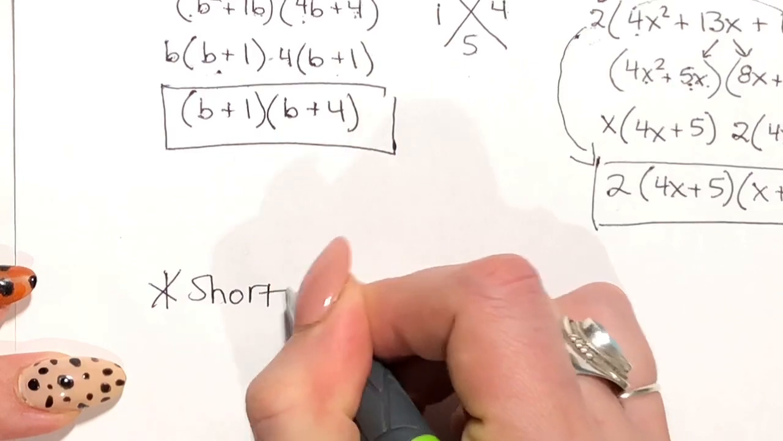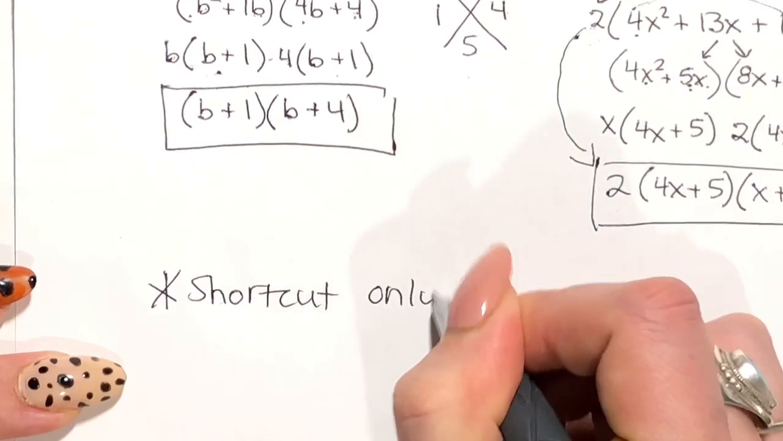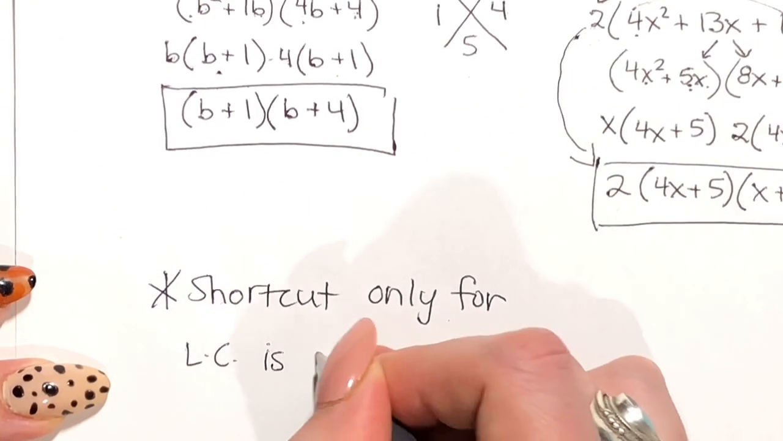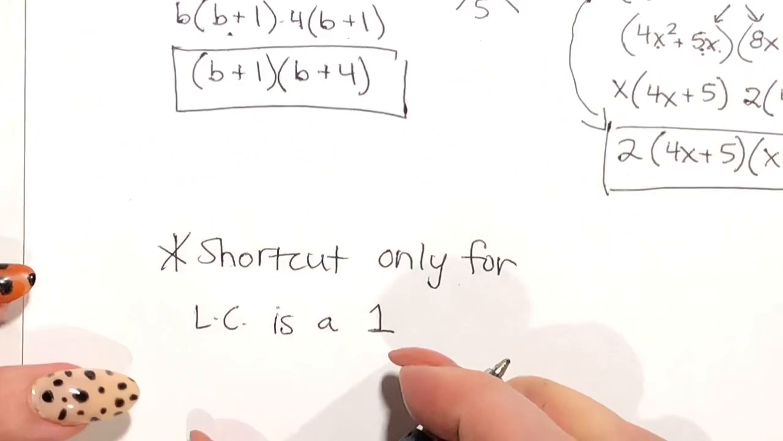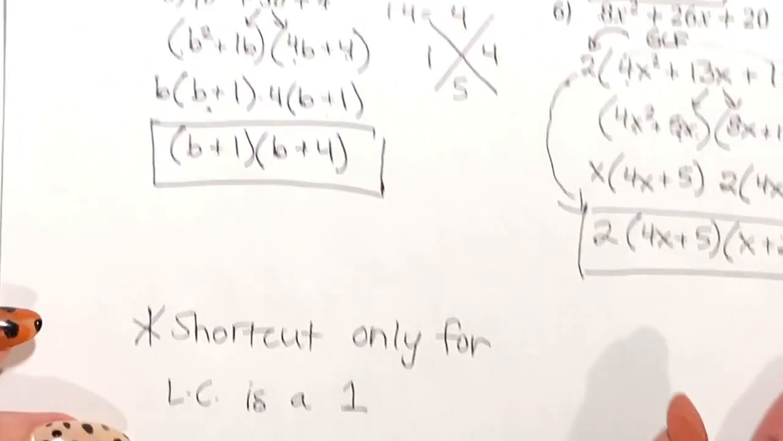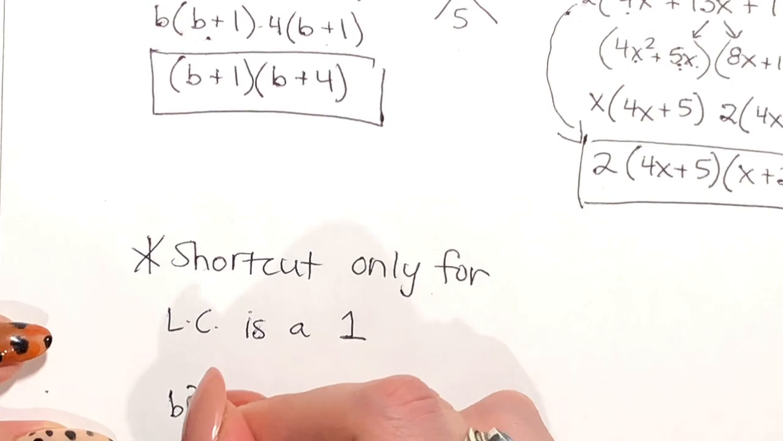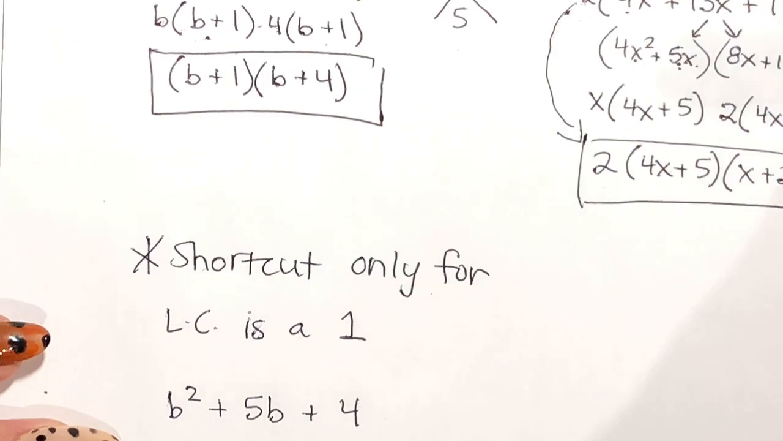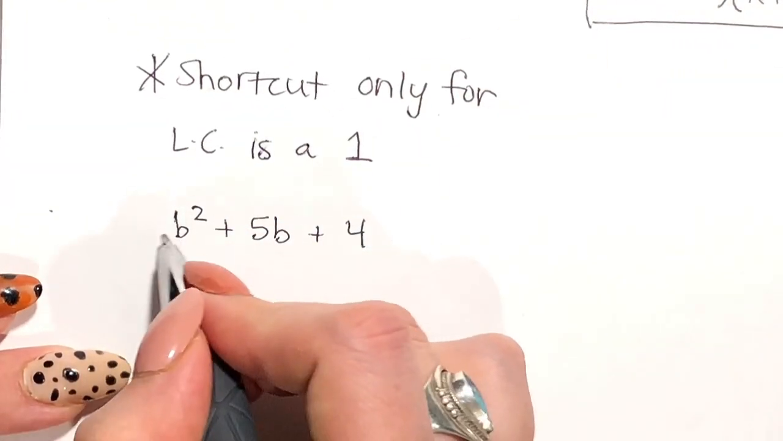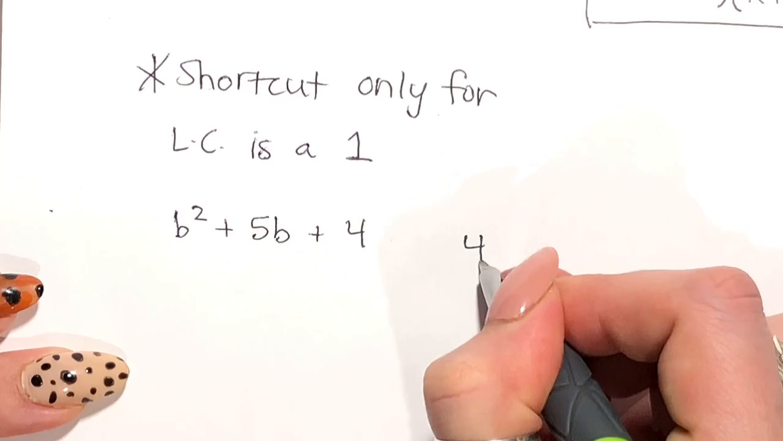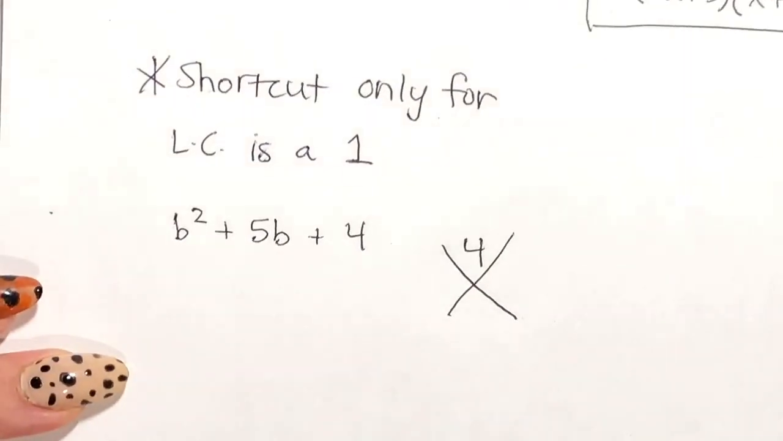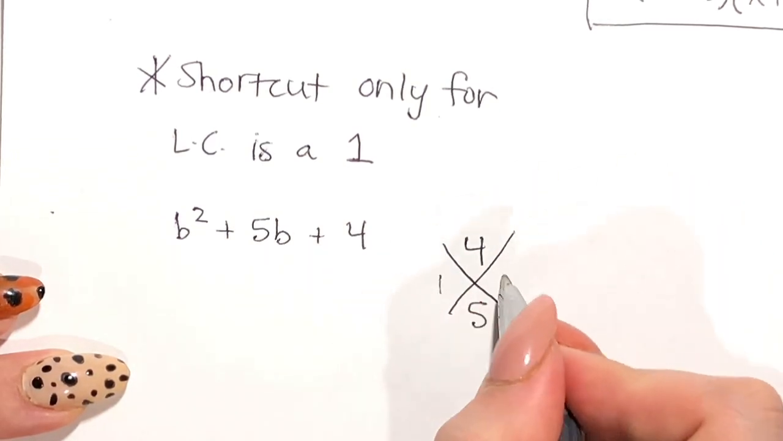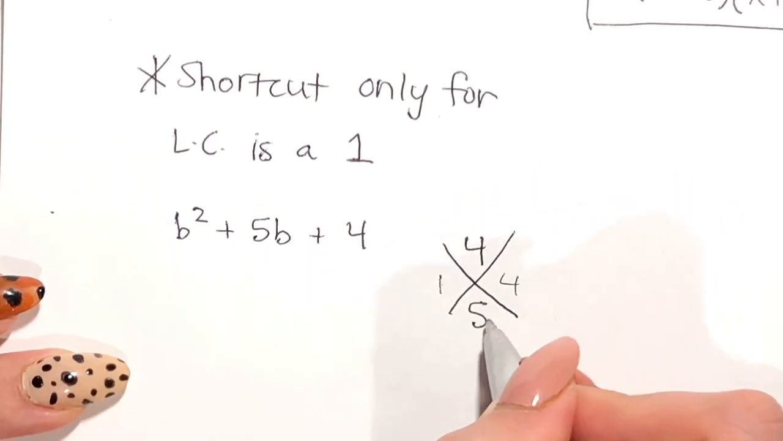So your shortcut is only for when your leading coefficient is a 1. Like this example here, when it was a 1b squared. Let's say I just did this problem with the shortcut way, b squared plus 5b plus 4. Because this number is a 1, I do 1 times 4, but that's just 4, so it kind of doesn't do anything. That's why this one's so nice. And then we add to be that middle number still. So we get 1 times 4 is 4, 1 plus 4 is 5.